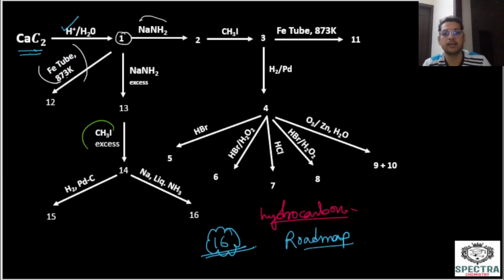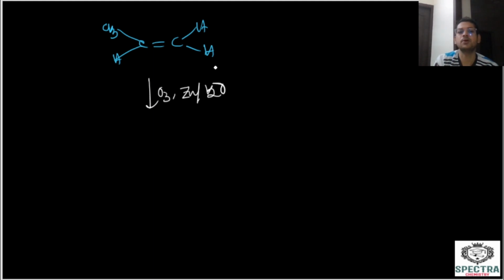Now we are left with ozonolysis. Okay, sir, ozonolysis also we can do. No problem with that. I can write the molecule like this. And if I do ozonolysis on this, ozonolysis with O3 and Zn/H2O, this is called reductive ozonolysis.